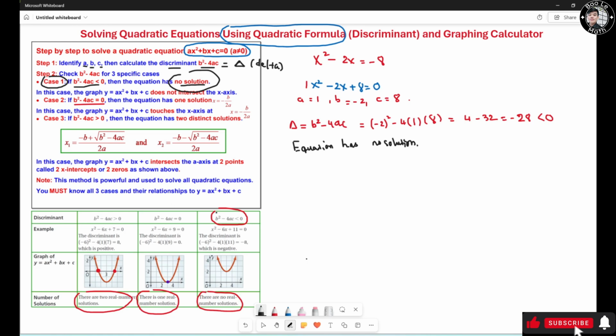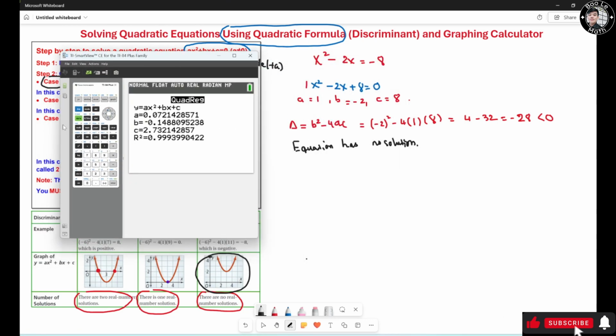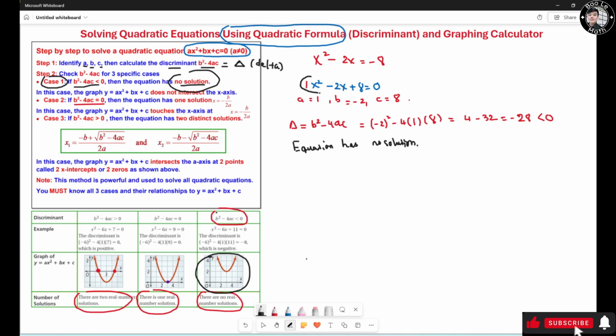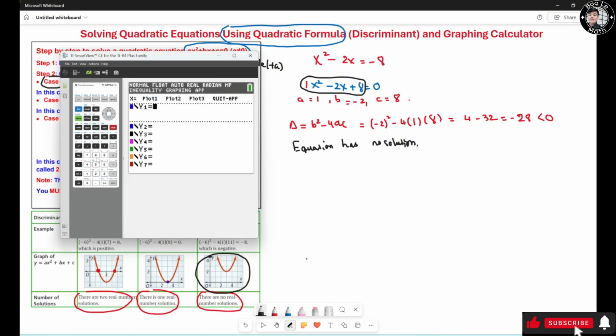And we look at the one right here. The graph of the quadratic function does not touch the x-axis. Do you see that? This one right here. Which means there are no zeros. Alright, so you're going to hit Y equals, and you're going to put s squared minus 2s plus 8. Alright, so it turns out to be s squared minus 2s plus 8. And you hit graph.